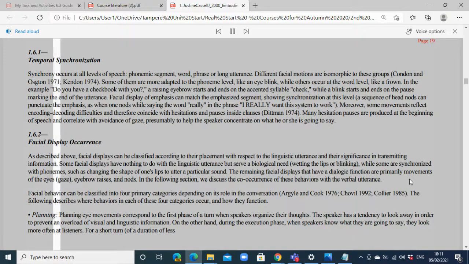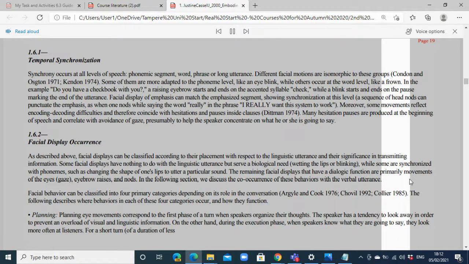In the example, "Do you have a checkbook with you?", a raising eyebrow starts and ends on the accented syllable "check", while a blink starts and ends on the pause marking the end of the utterance. Facial display of emphasis can match the emphasized segment, showing synchronization at this level. The sequence of head nods can punctuate the emphasis, as when one nods while saying the word "really" in the phrase, "I really want this system to work."